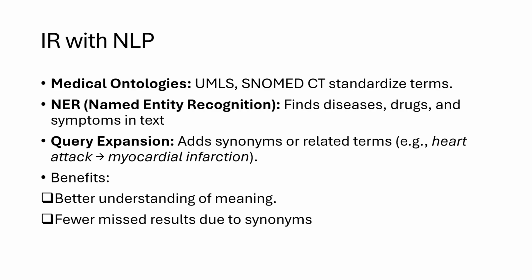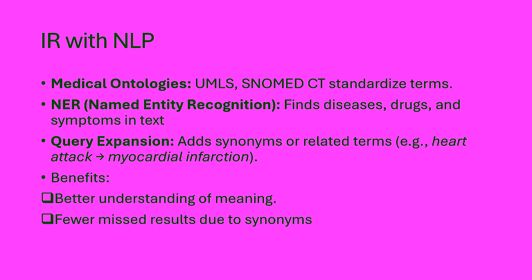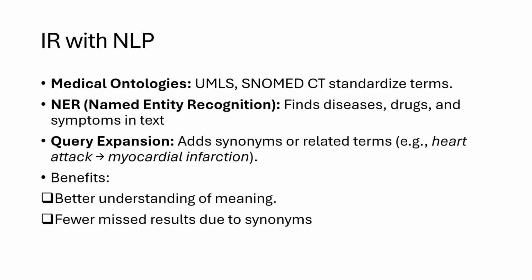NER identifies diseases, drugs, and symptoms in the text, and query expansion links related terms. So a query like heart attack also retrieves myocardial infarction. This makes the search more accurate and ensures fewer missed results.